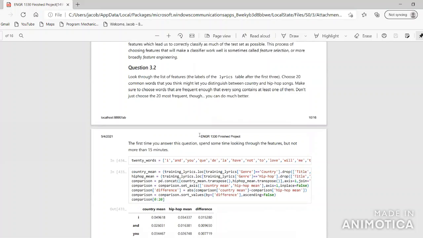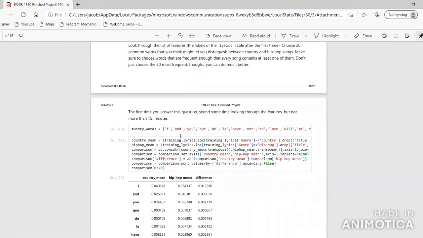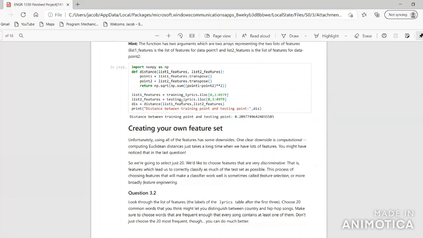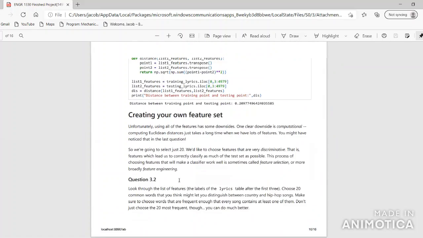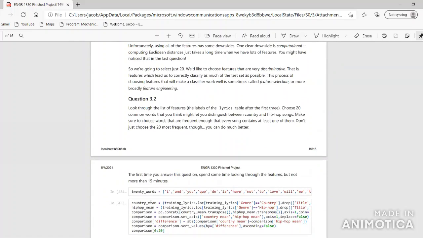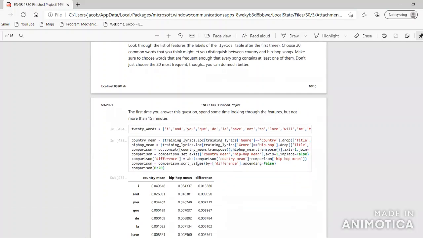Yes. And then 3.2, so we had to create, and this is where it goes back to using the multiple data points. So we had to create 20 words. So instead of comparing 2 data points, we compared 20 data points and found the distance in between each data point. Yeah, it technically didn't say to code something. It just said find 20 words that you think will work well.